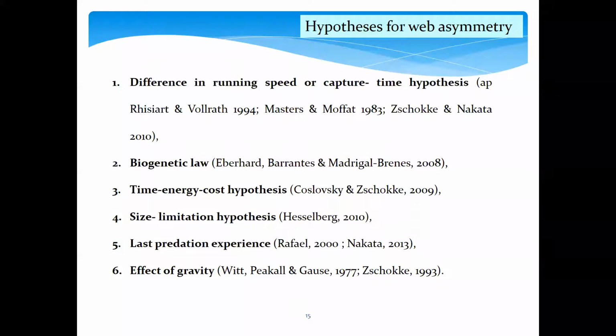Then we have the biogenetic law. We will be discussing this in the next slides. I'll just tell you about the other hypotheses. The third one is the time energy cost hypothesis. We can find this in the very nice paper of Zschokke and Vollrath in 2009.